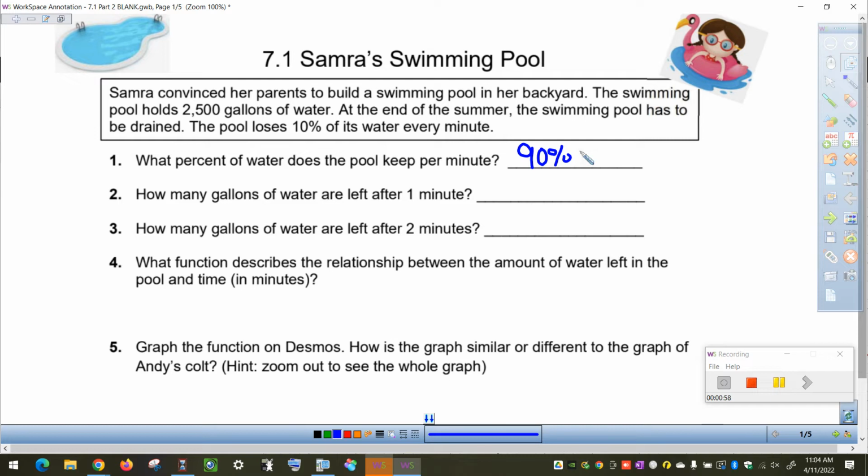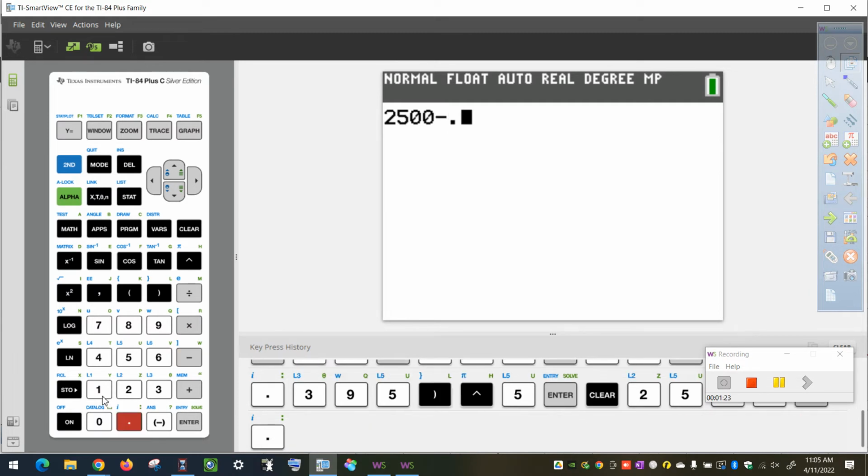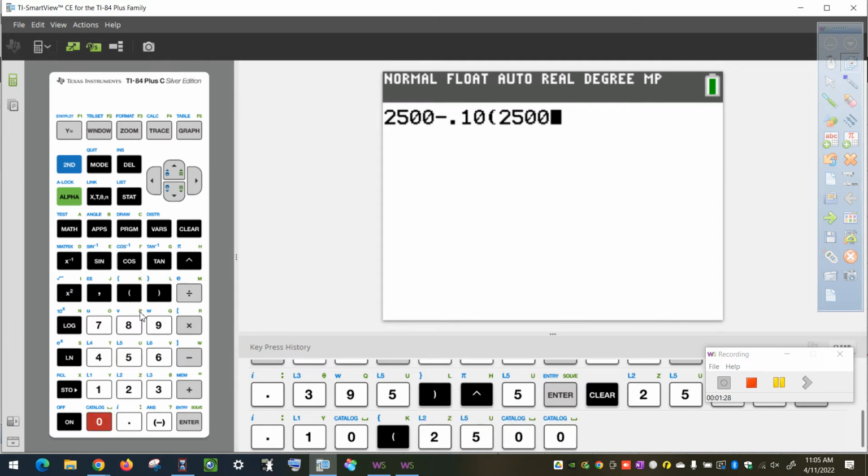So when we're trying to think about how many gallons of water are actually left after 1 minute, there's a couple of ways that we can do this. If we think about losing 10% every minute, we can think about taking the original amount, so 2,500, and then subtracting 10% of 2,500. We can easily find a percent of a value if we turn that percent into a decimal and then just multiply that by whatever we're trying to find the percent of.